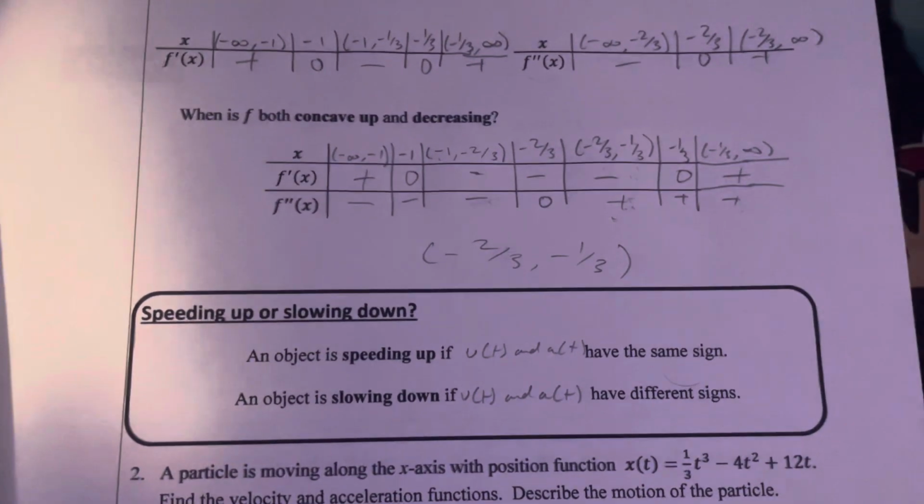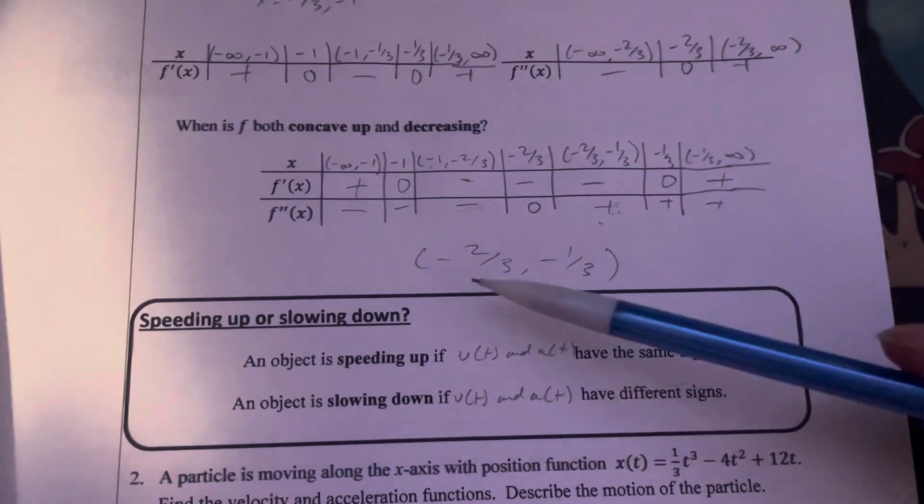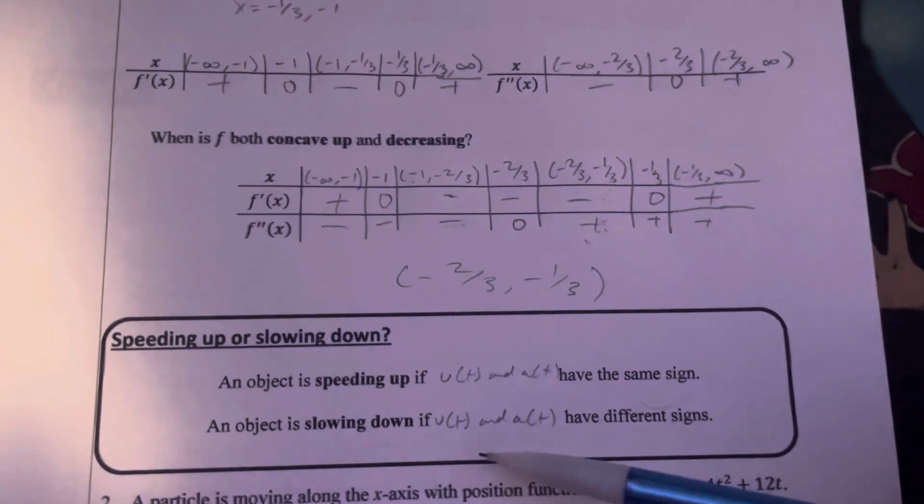Speeding up or slowing down. An object is speeding up if v of t and a of t, or velocity and acceleration, have the same sign. An object is slowing down if velocity and acceleration have different signs.